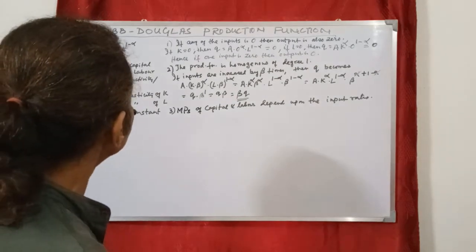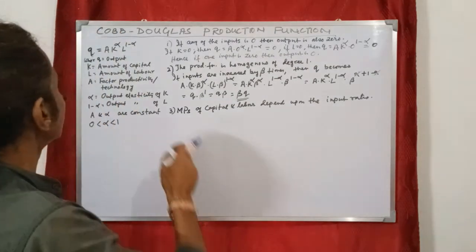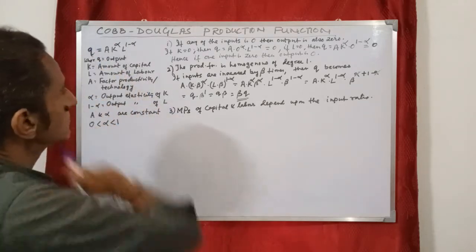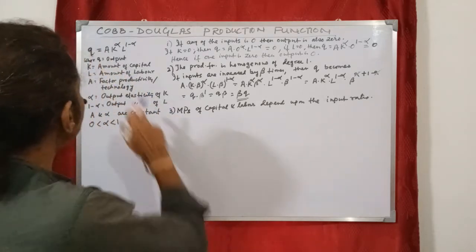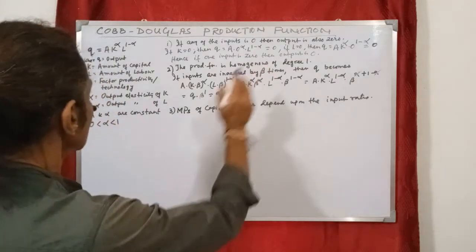How can we get marginal productivities of capital and labor? By differentiating Q, that is, by taking the partial derivative of Q with respect to K and L.